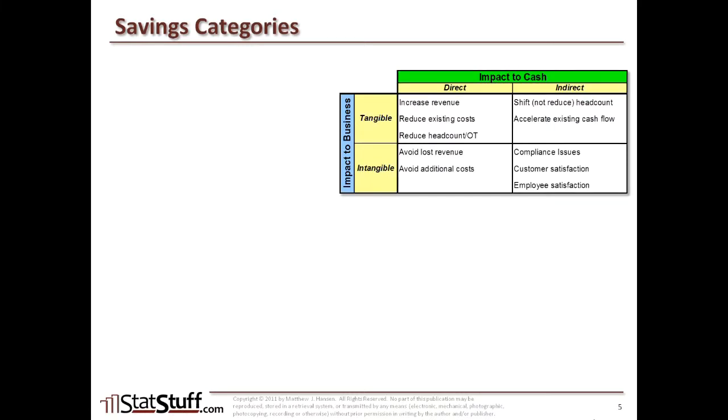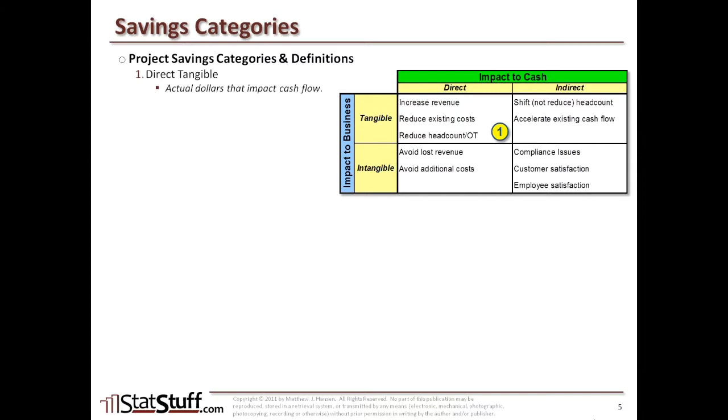So basically I think it would break down to 4 separate categories illustrated in this particular matrix. So let's take this down one by one here. First, we'll start with direct tangible types of savings. These are the types of savings that have a direct impact to cash and also a direct impact or tangible impact to the business, or maybe what might be a tangible in the sense of a measurable impact to the business. So these are actual dollars that impact cash flow.